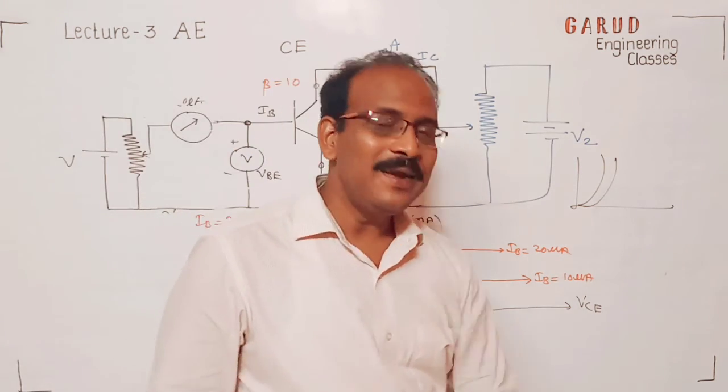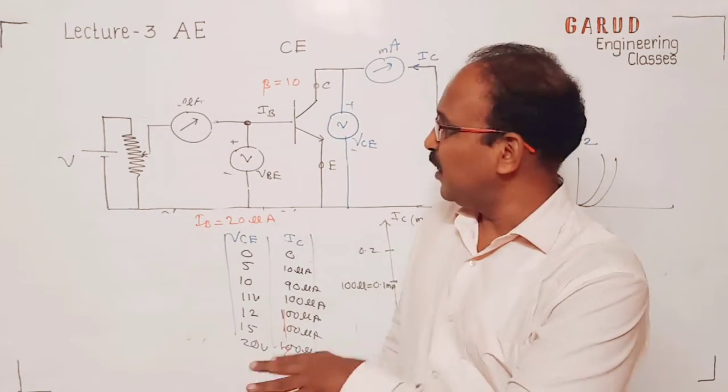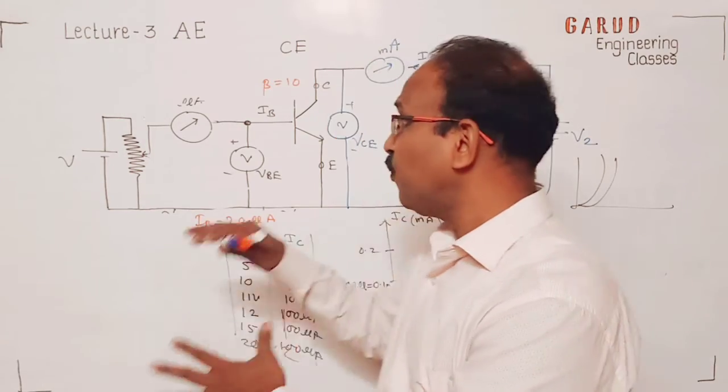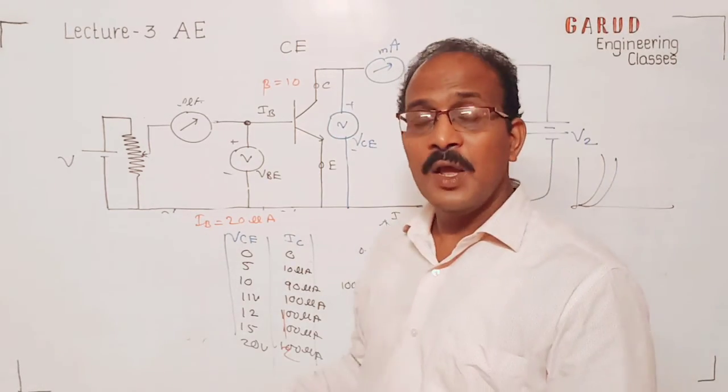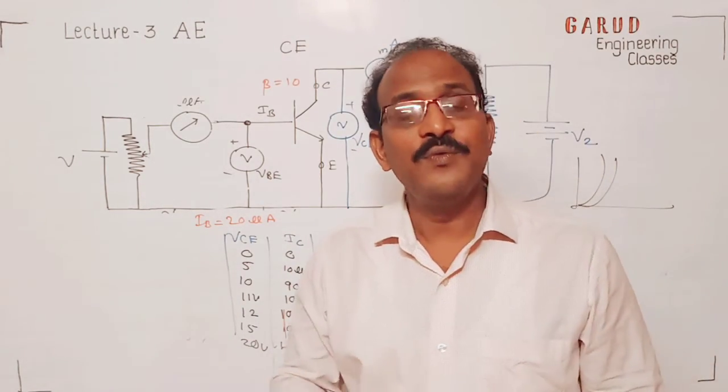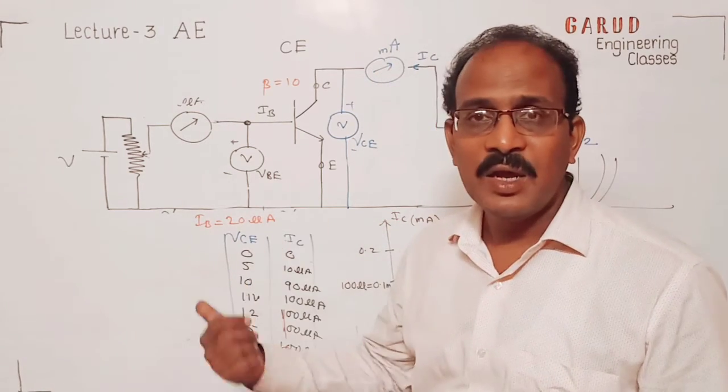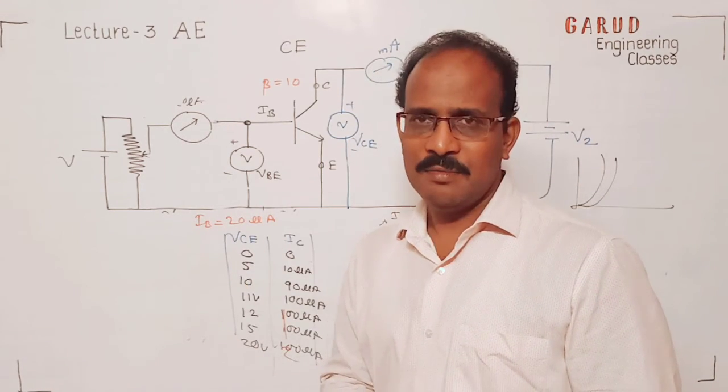This is a theory lecture, so enough for this. You just revise this. This is a very important concept, what we have to see in characteristics. Why do we require characteristics? Whenever we apply this anywhere, at that time we must know the behavior.